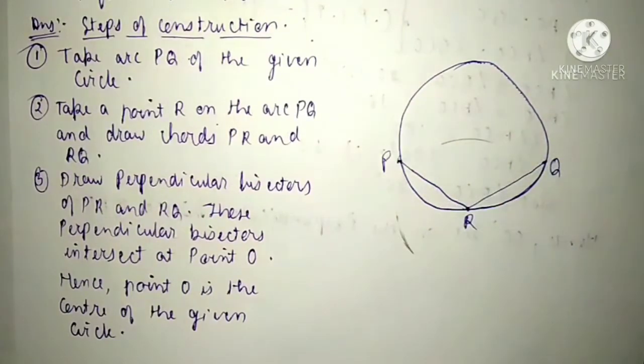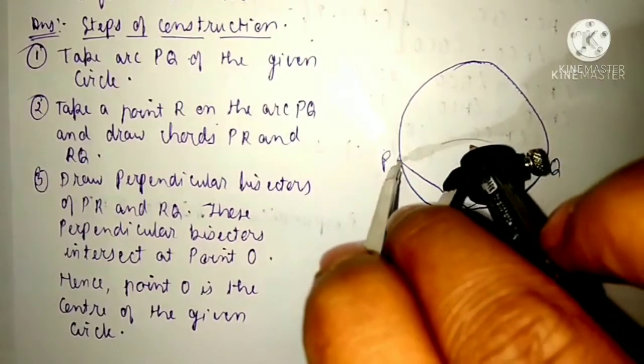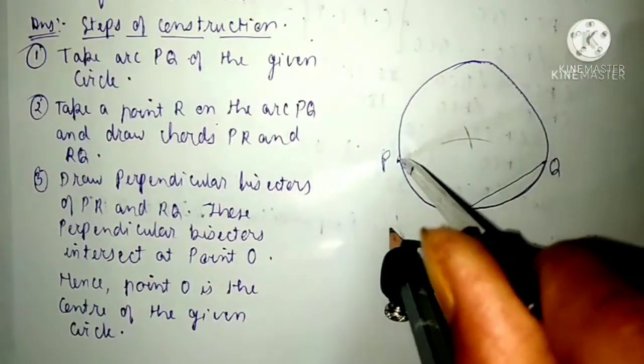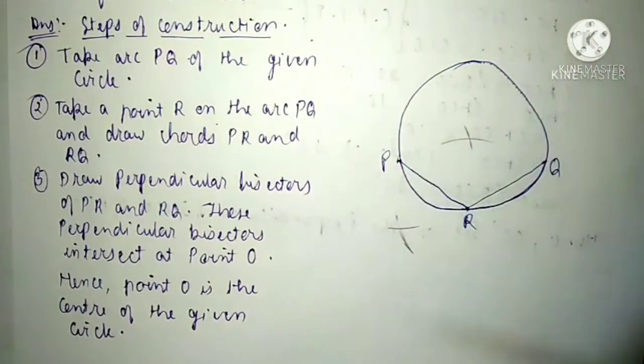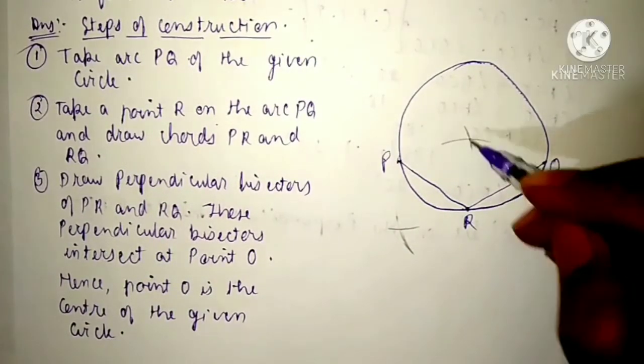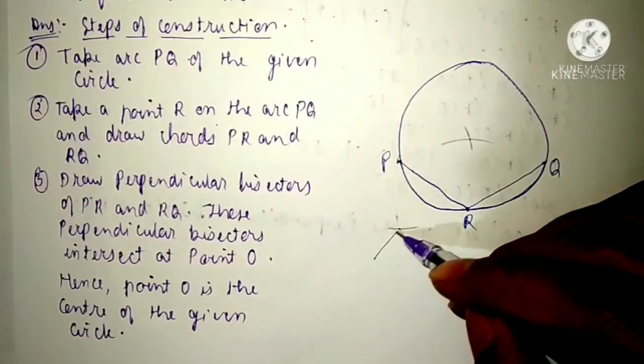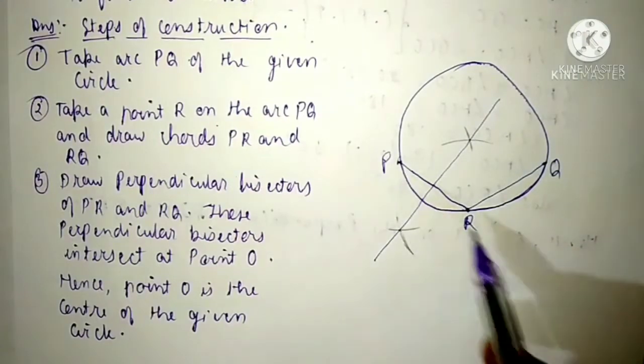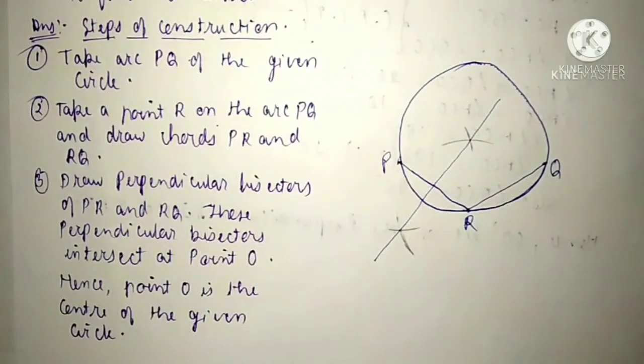like this. Now in the same way, with P as center and same radius, you will draw again arc to intersect those previous arcs, like this. Okay, so we got 2 points. Now with the scale we will join these 2 points like this. So this is the perpendicular bisector of PR.